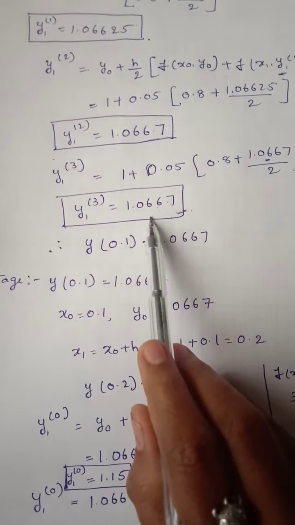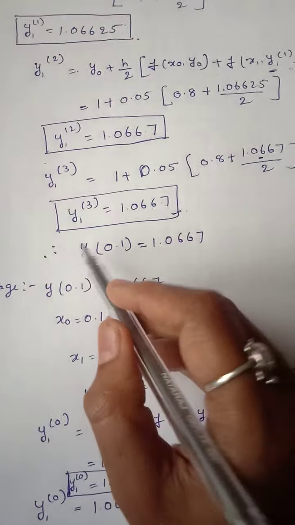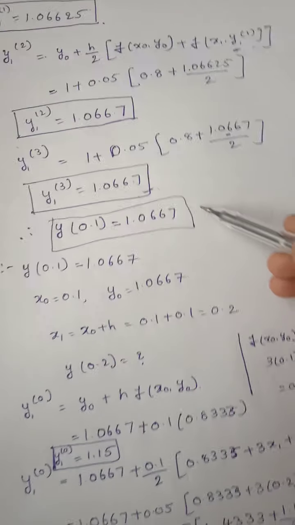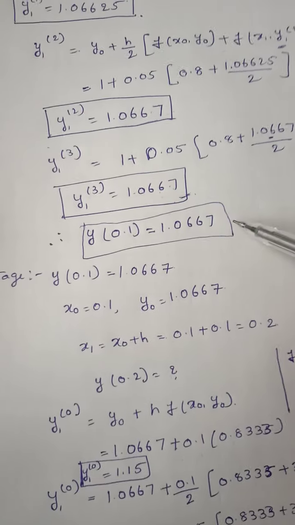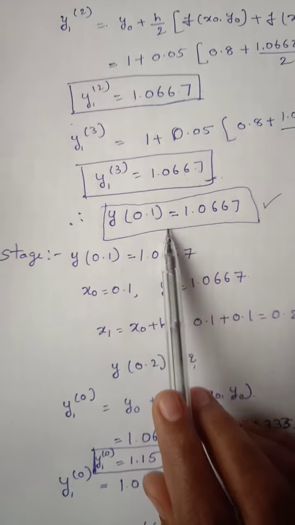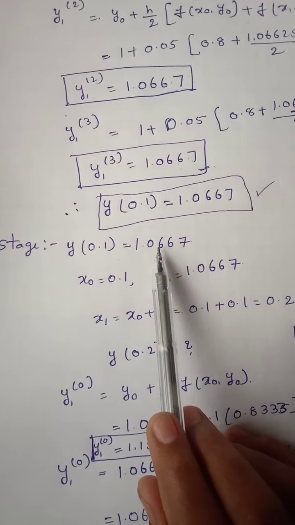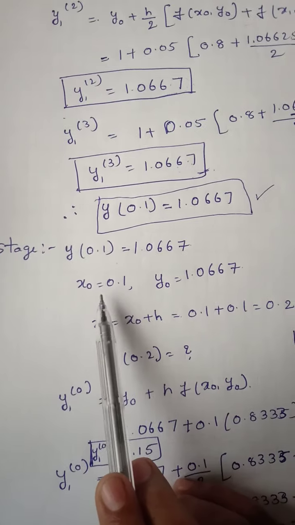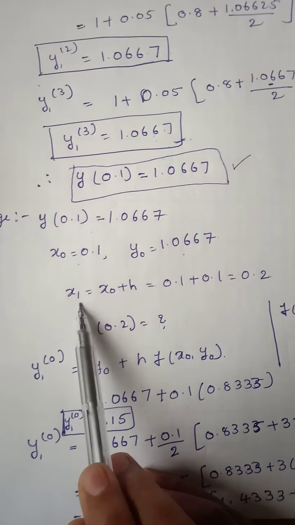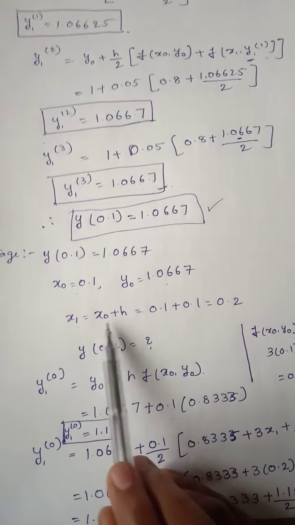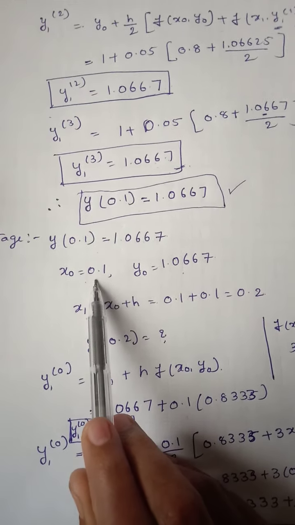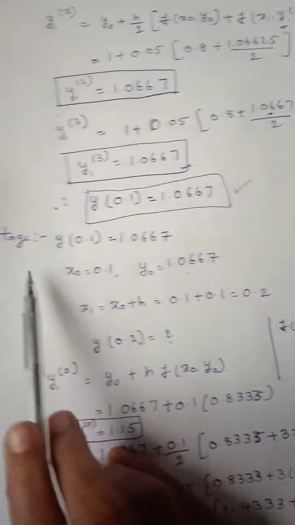Therefore, whatever value you got last, we consider that as y at 0.1. So what we found is just the first stage value, that is y at 0.1. Now you have to consider this as your initial value, that is, your x naught is 0.1 and this is your y naught. And again we have to find the x1 value, that is x naught plus h, that is 0.1. So the new x naught, y naught values you have to consider for the second stage.